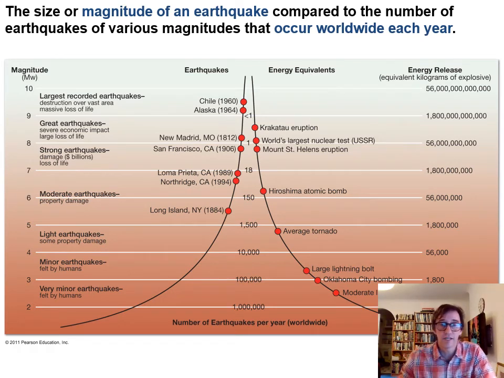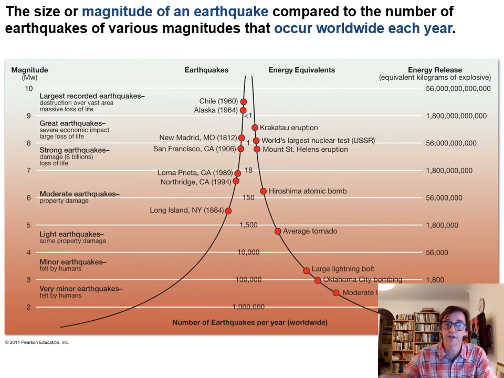Okay, this diagram shows actually a lot of information, but it's good information. Firstly, down in the middle column, these numbers are the number of earthquakes per year worldwide. So 1 million of magnitude 2. Remember how normal people can't even feel those. Very minor earthquakes felt by humans maybe, 100,000, etc., and they get less.